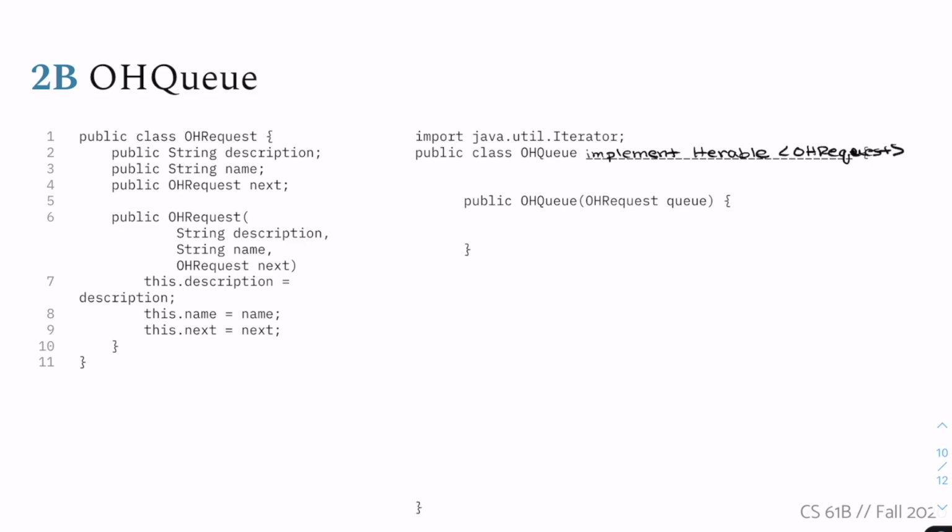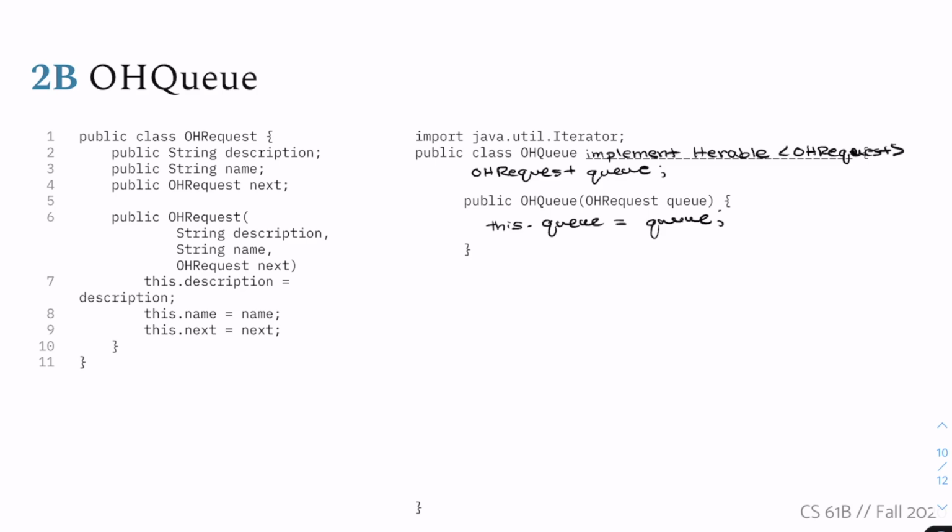We need a variable to keep track of our queue, or we'll lose it after the constructor is over. So we'll need our OH request queue. And now we can set this.queue equals queue in the constructor.